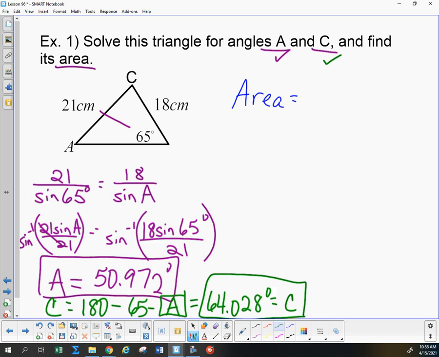But we don't have any perpendicular heights that we know, so we probably don't want a half base times height. So we probably want that formula that we were using to do the proof of the law of sines. 1/2, do I know two sides? Yeah, I know the 18 and the 21. Do I know the angle in between the 18 and the 21? Okay, it is the C that I just found. So better hit store for this C, and punch that in and let me know what you get.